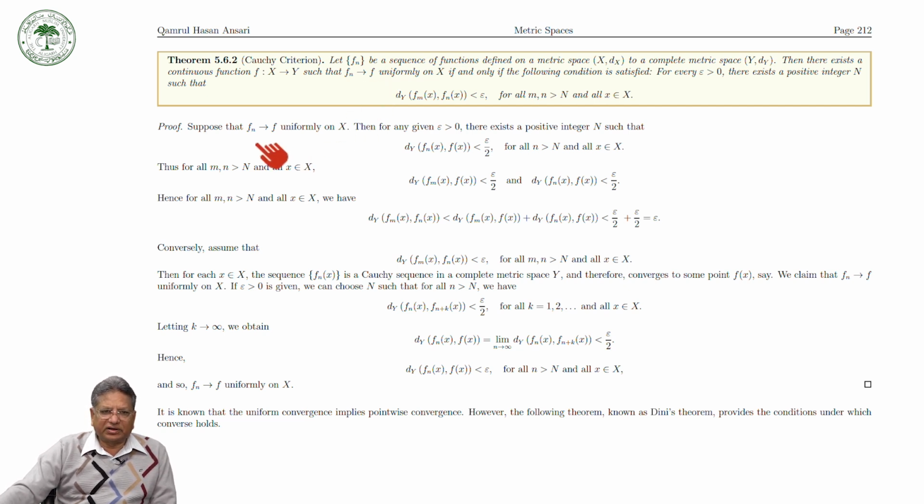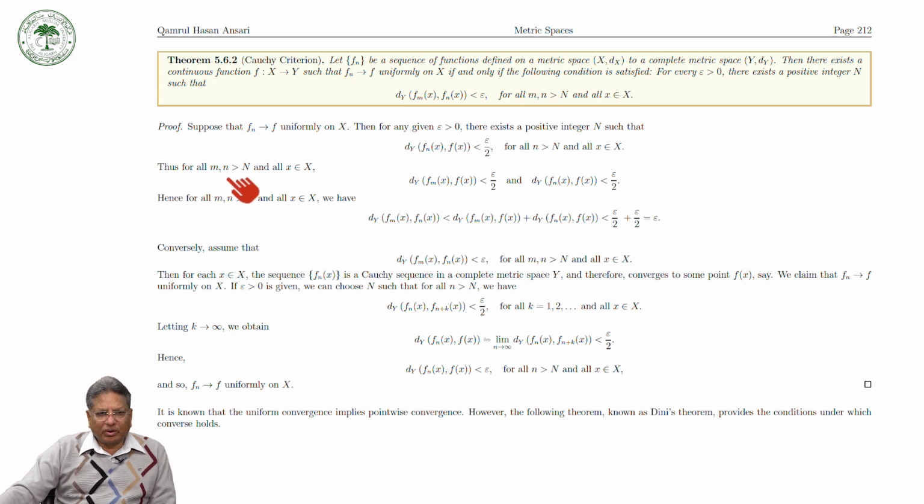Suppose that Fn converges to F uniformly on X. Then by the definition, for any given epsilon positive there exists a positive integer N such that d(Fn(x), F(x)) is less than epsilon/2 for all n greater than N and all x in X.